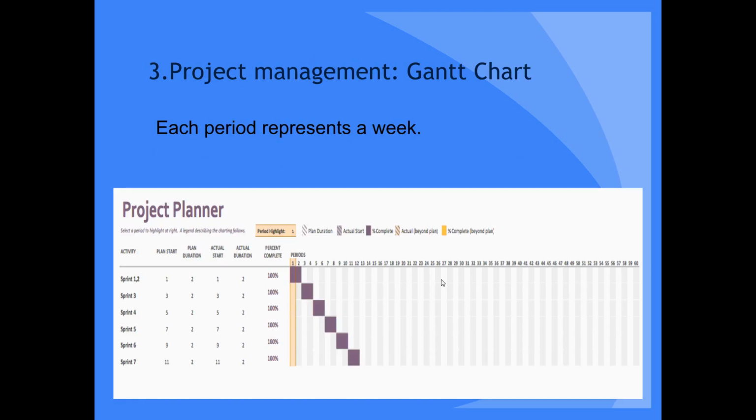So this is our Gantt chart. This shows the different sprints and the amount of weeks that it took to complete each sprint. You can see each sprint was 2 weeks, and there are 7 sprints that we completed over the semester.